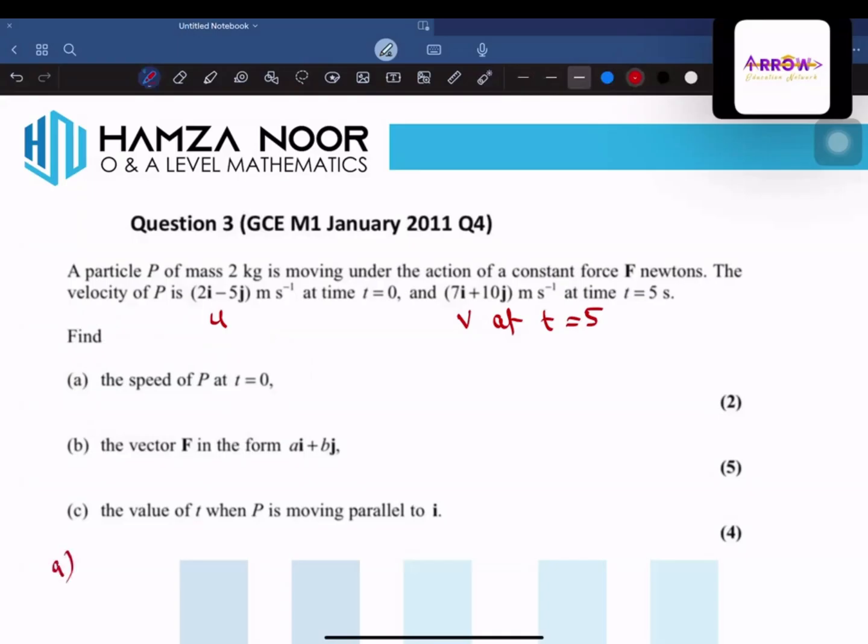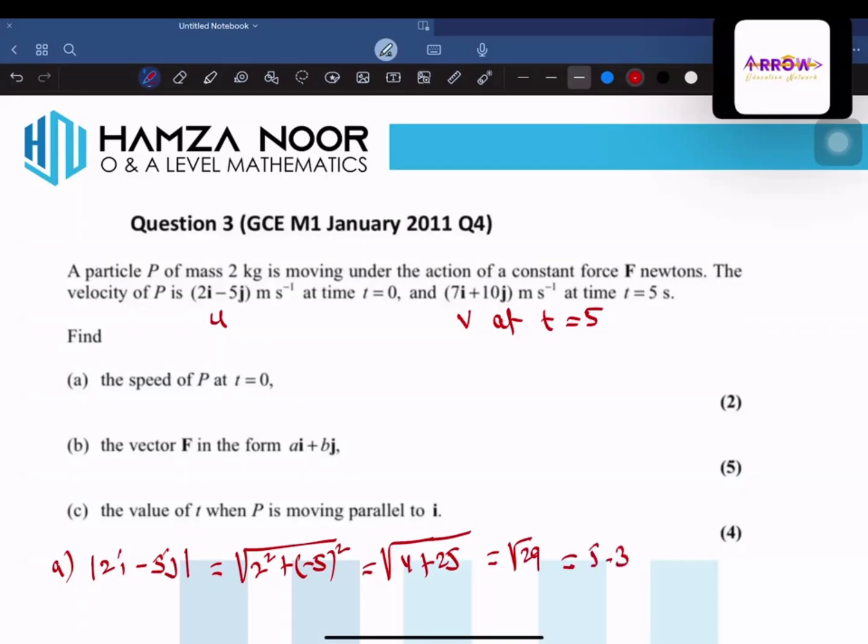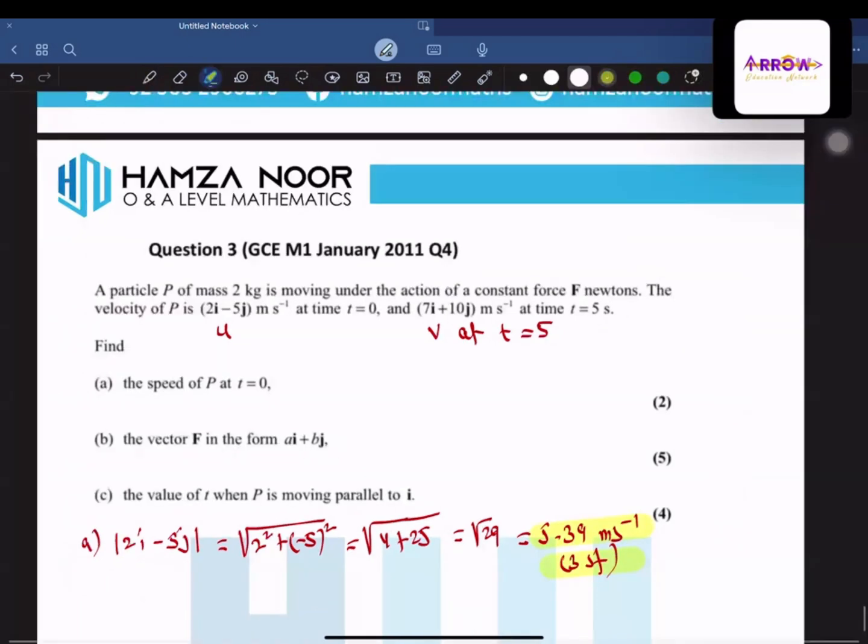So what we are going to do is simply find the magnitude of the initial velocity vector. So the magnitude of 2i minus 5j is the square root of 2 squared plus (minus 5) whole squared, meaning the square root of 4 plus 25, which is the square root of 29, and correct to three significant figures, this is 5.39 meters per second. So this is basically the answer of part A.